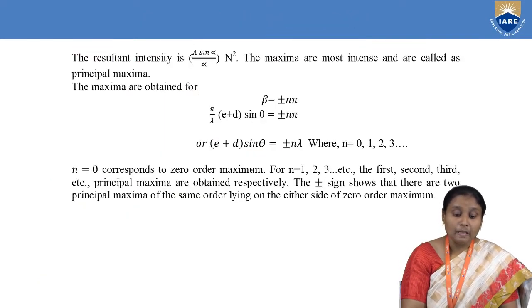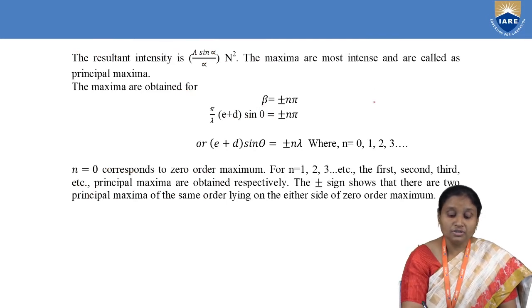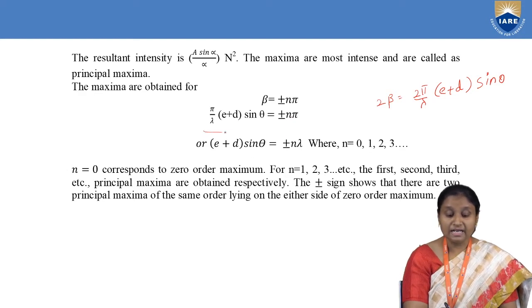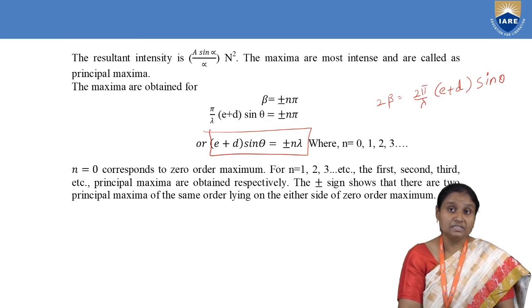So here, what is beta? We know that 2β is defined as 2π by λ into (e plus d) sin θ. So β is π by λ (e plus d) sin θ, equal to plus or minus nπ. This is the condition for principal maximum, a very important condition: (e plus d) sin θ is equal to plus or minus nλ.